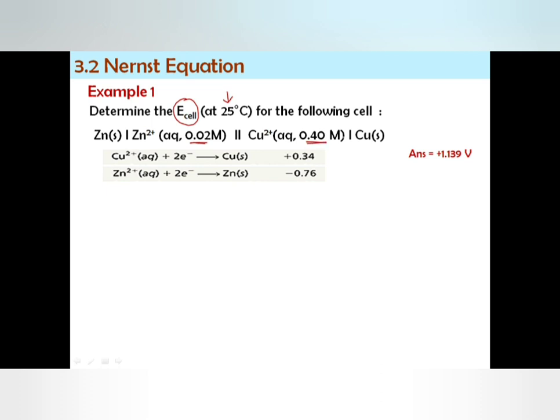So, this is a non-standard condition. Okay, there are 4 steps to answer this question. Please follow the steps. Okay, step yang pertama, tulis formula dulu. Okay, pilihlah awak nak guna formula yang mana. So, kita boleh guna formula yang ini because the temperature is 25 degree Celsius.